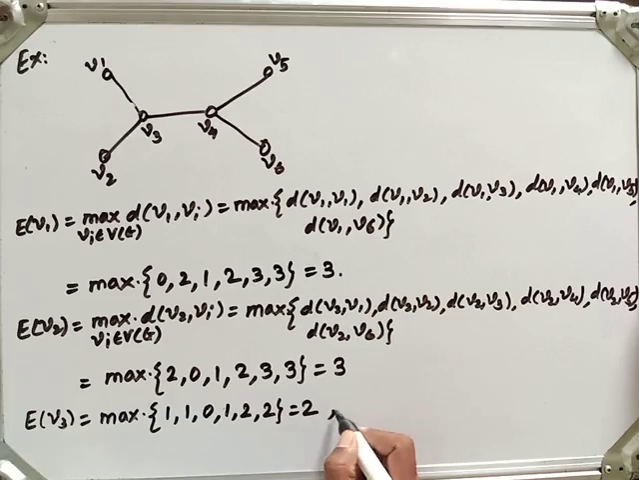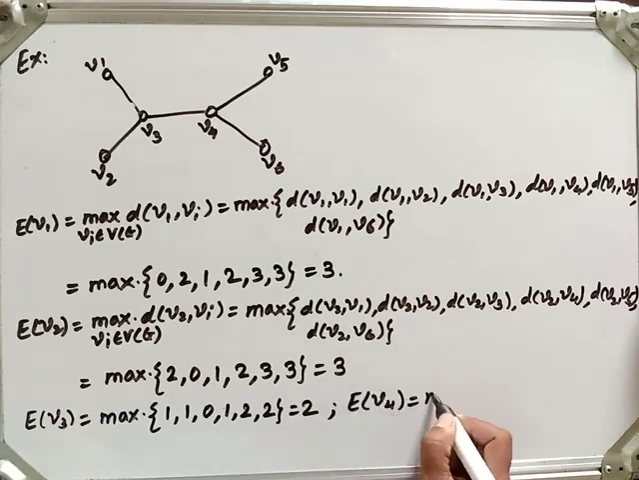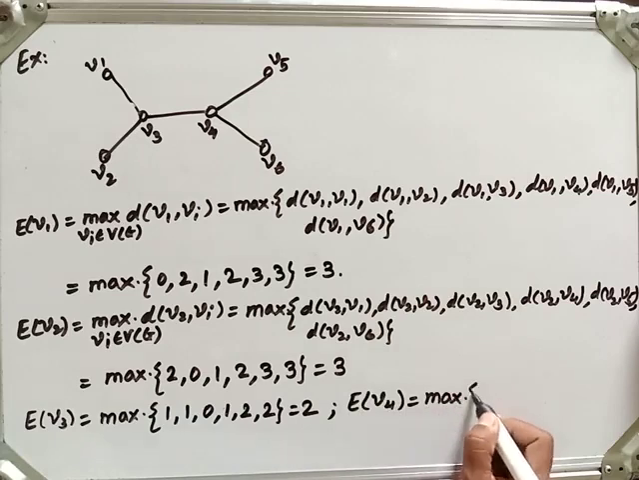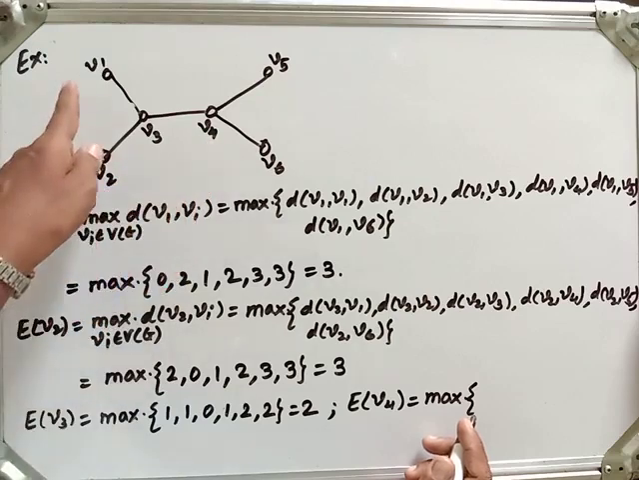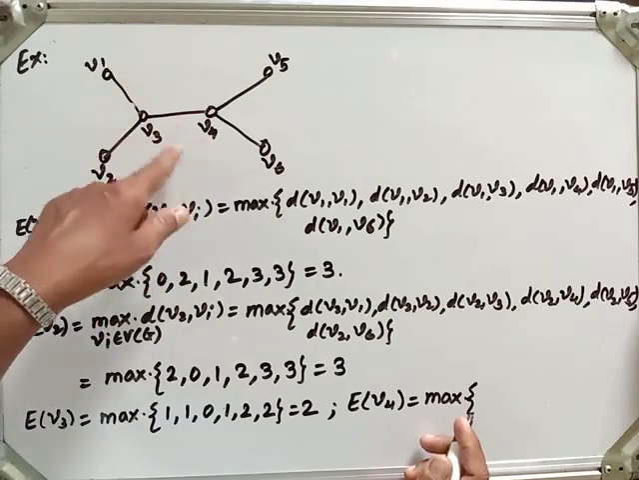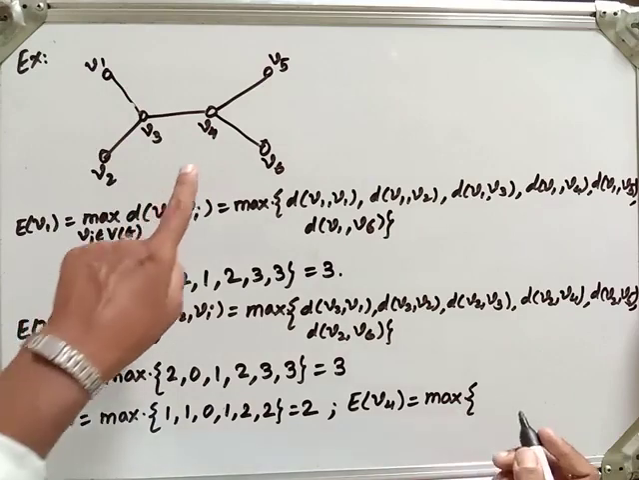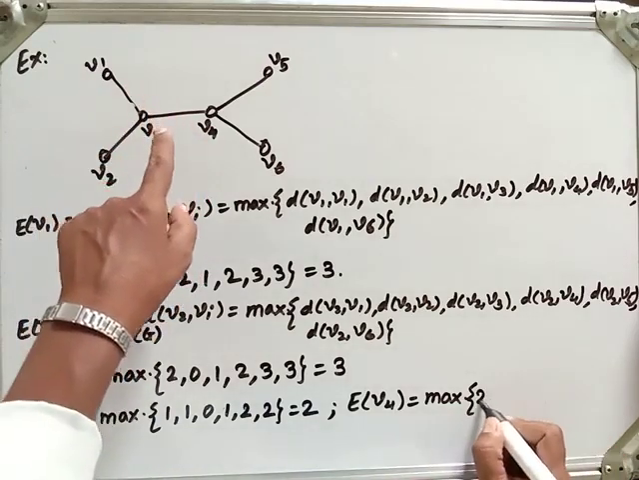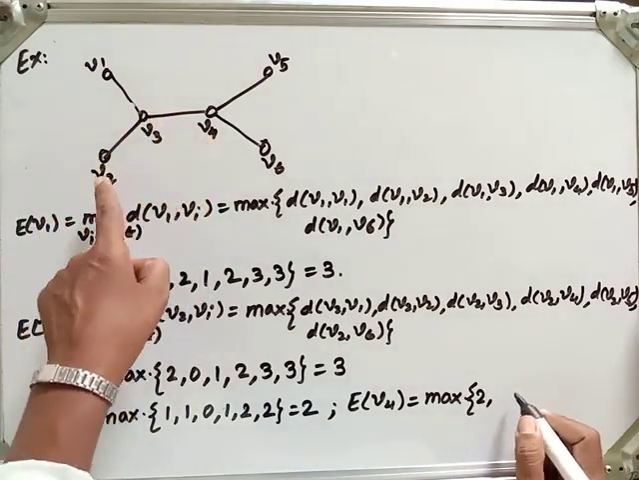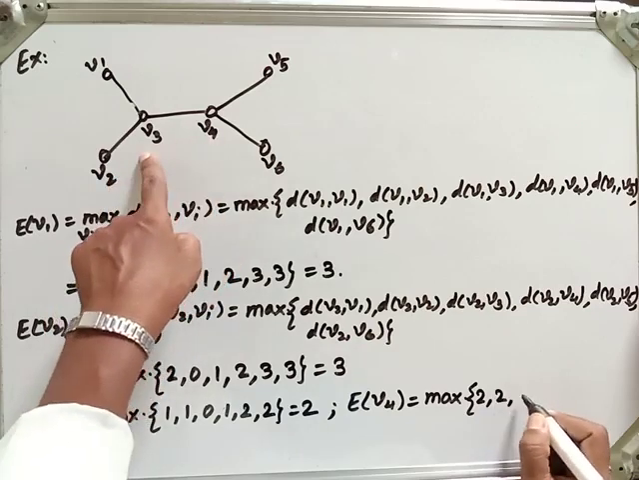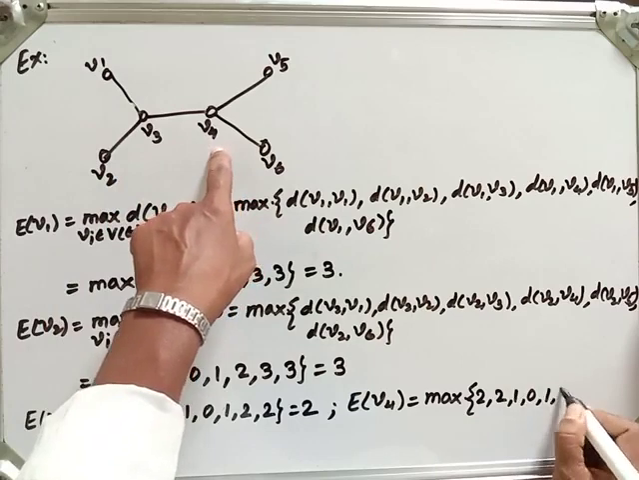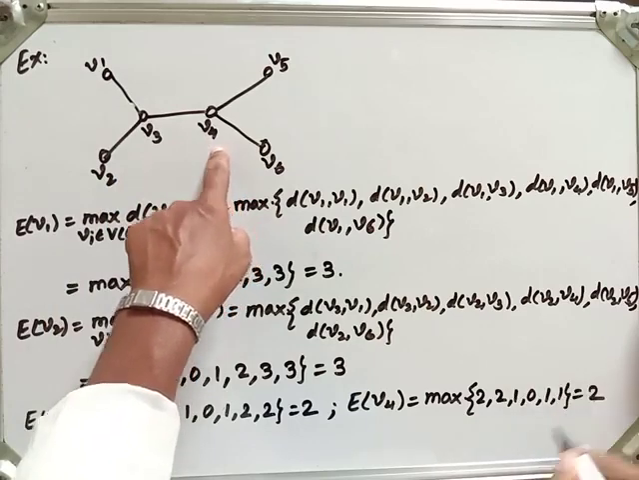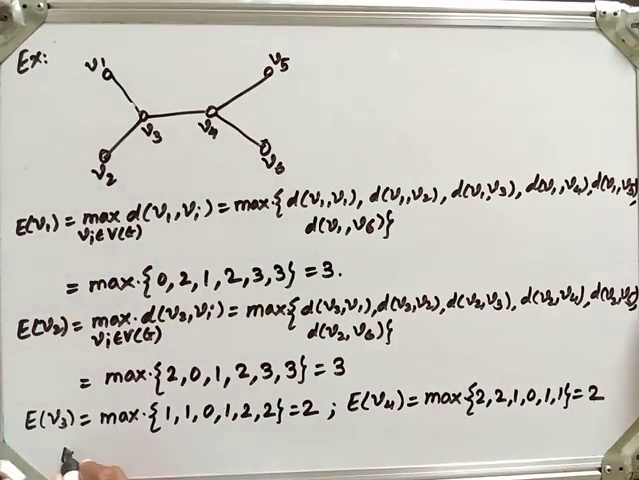It is 2. Again, what about eccentricity of V4? It is the maximum of the distances from V4 to other vertices as well as itself. Distance from V4 to V1 is 2. V4 to V2 is again 2. V4 to V3 is 1. V4 to itself is 0. Here 1, 1. Right? The maximum is 2. What about eccentricity of V5?